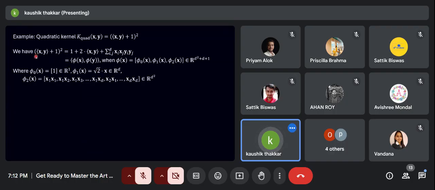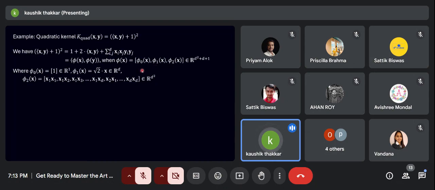So basically, if you expand this, you will get a vector that is phi naught x, phi 1x, and phi 2x, and this is basically d square plus d plus 1 dimensional, right? If your original dimension of x is d, you extend that to a very high dimensional feature vector, that is a d square plus d plus 1 dimensional feature vector, right?